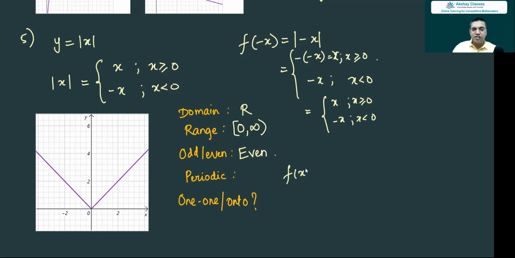Another much simpler logic: it's a modulus function, so I am worried about the absolute value. Absolute value of minus x or absolute value of x, both will drop the negative sign. So both will be equal. Therefore, f of minus x will be equal to f of x. So it is an even function. Now, is it periodic? Non-periodic. Okay, good. Is it invertible?